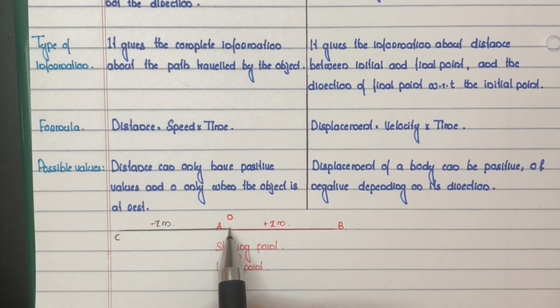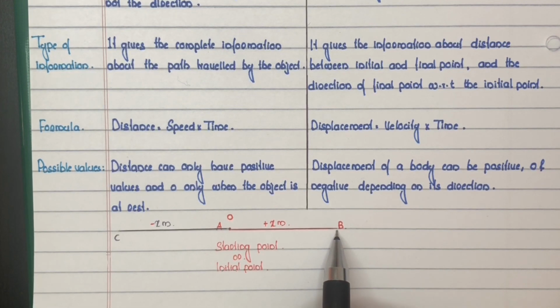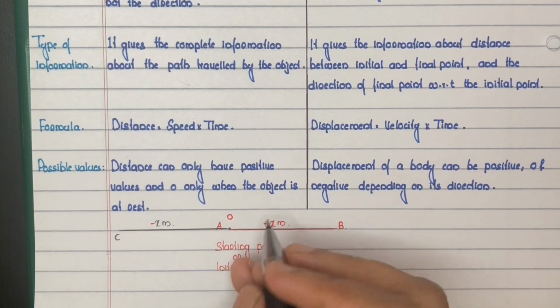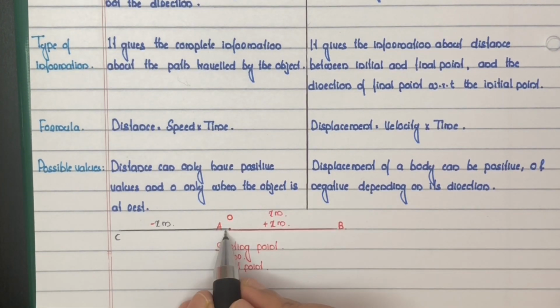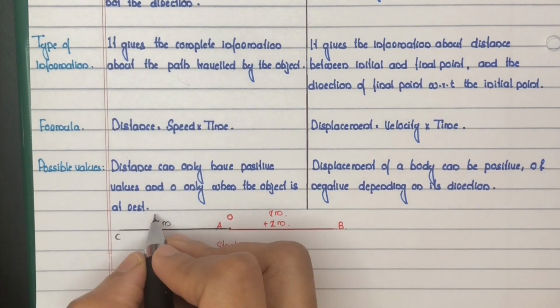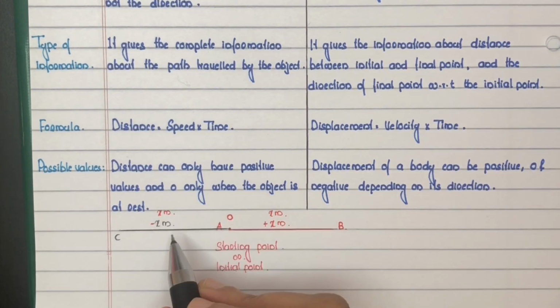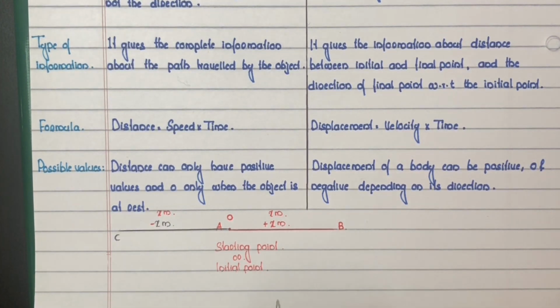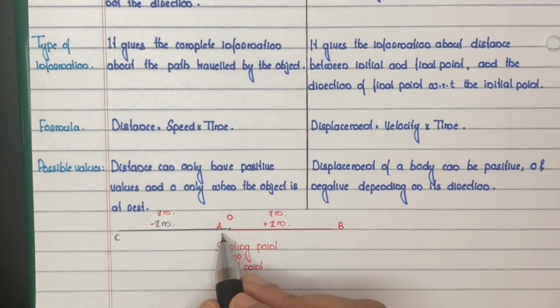Starting point A, and if the body moves towards B, then what will be the distance traveled? Length of AB is x meter, so the distance traveled will be x meter. Starting from A, if the body moves towards C, length AC is x meter, so the distance traveled will be x meter. Sign is meaningless in distance. It does not depend on direction. It depends only on the actual length, how much length it covered. And the distance can be zero only when the body is at rest. That is, when the body is not moving, then the distance traveled will be zero.